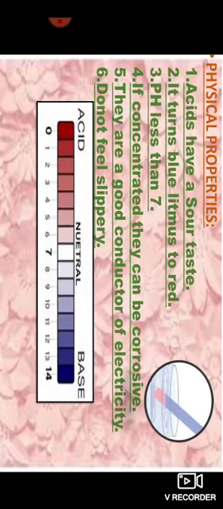Now next we will discuss the physical properties of acids. Acids have a sour taste and they turn blue litmus to red. As given in the diagram, if we take a blue litmus paper and put it in the acid solution, it turns red. They have pH less than 7.